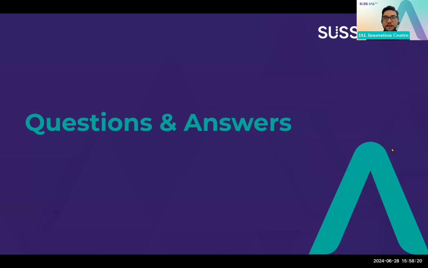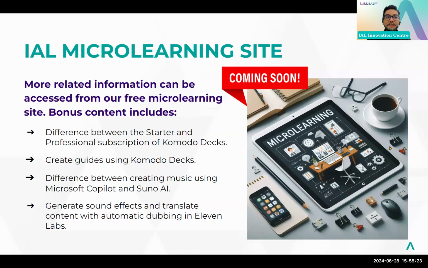Okay, so I think that's all for the Q&A. I just want to share some information. On top of the recording from this session that we will be sharing later, we are also sharing the IL micro learning site. It has related content from this session which we did not have time to share. Some examples are the difference between starter and professional subscription of Komodo, the difference between creating music using Copilot and Suno AI, and also some other features from 11 Labs.